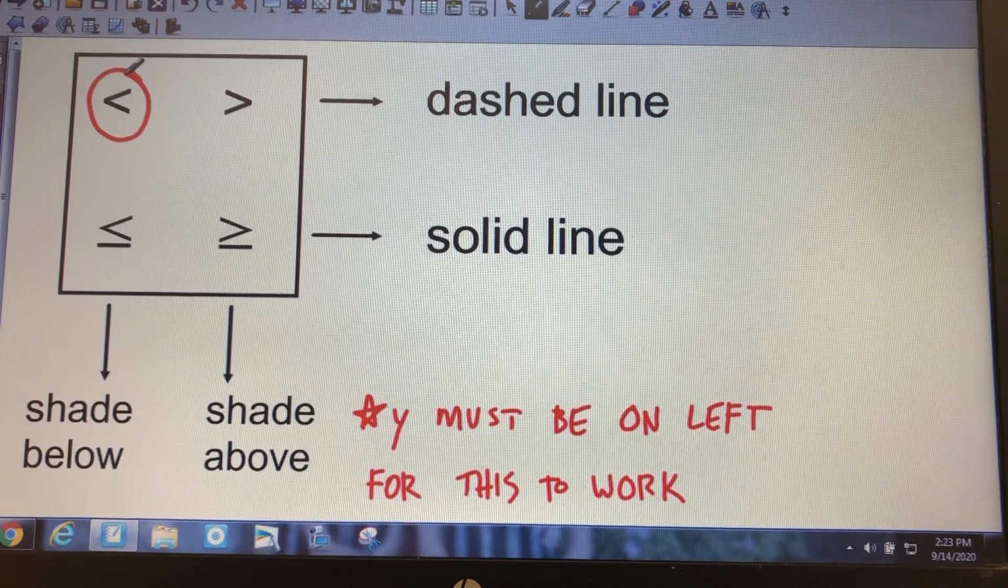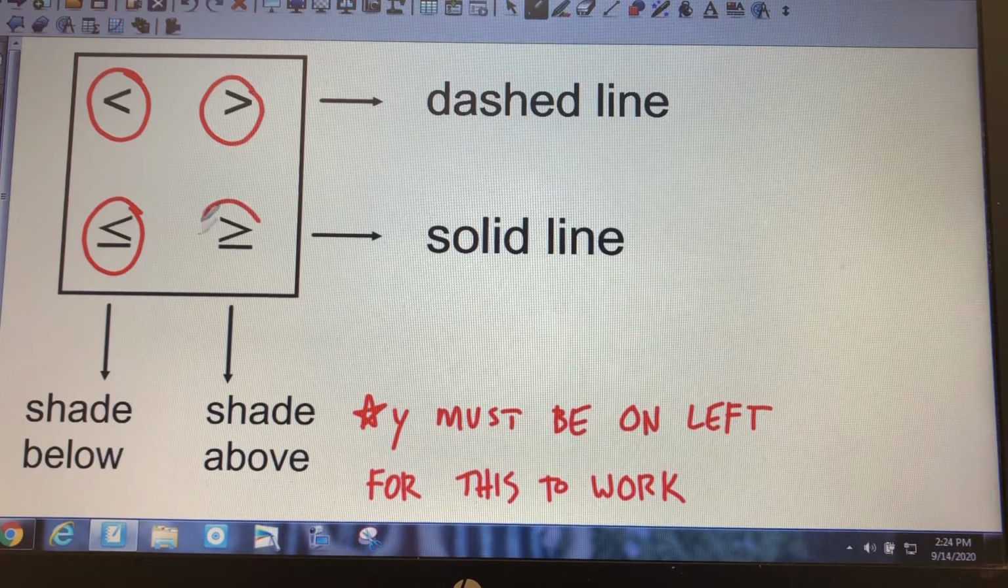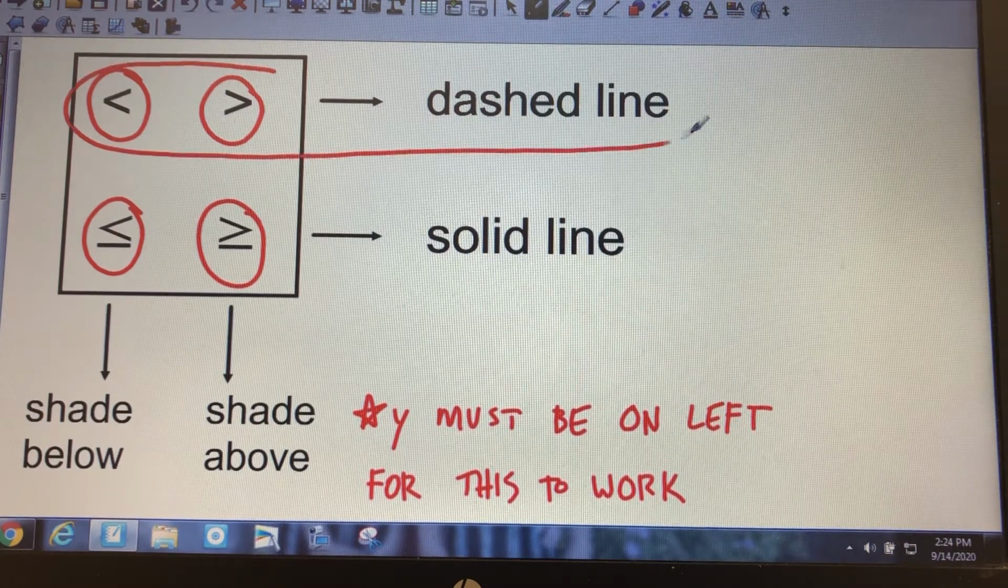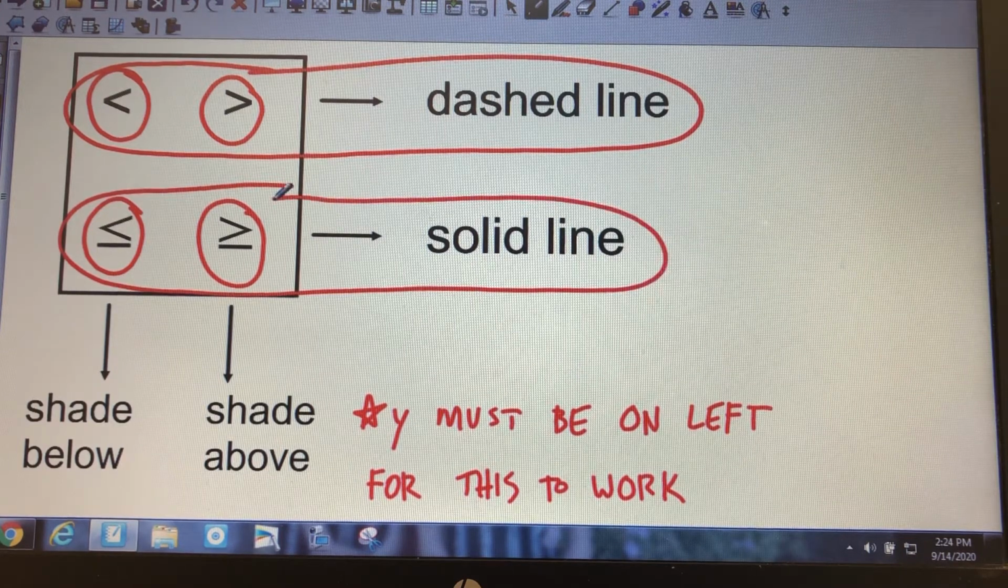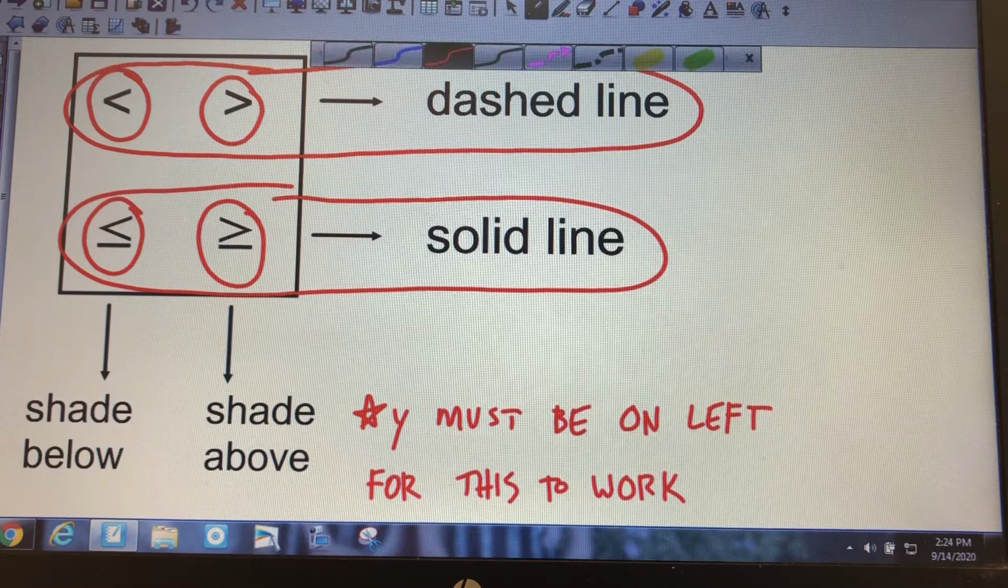We got less than or equal to, greater than or equal to. So this chart's kind of designed where we read across. So these guys go this way, as do these guys. Okay, so if it's less than, greater than, it's going to be a dashed line. If it's less than or equal to, greater than or equal to, it's going to be solid.